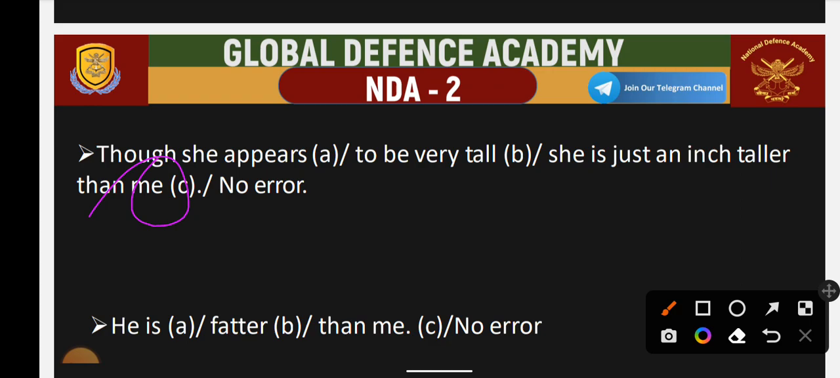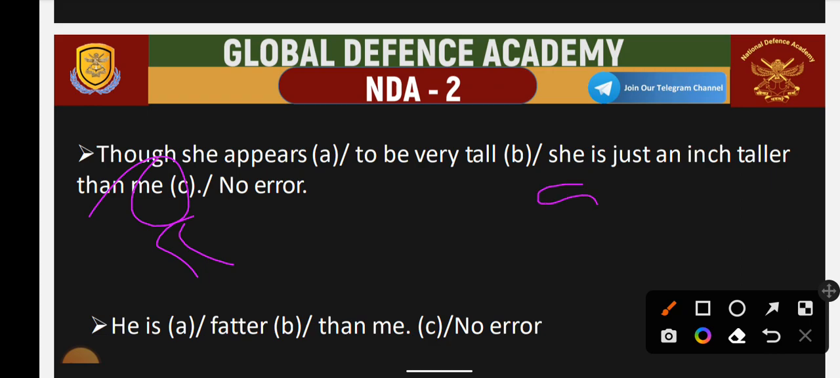Then you will find a drastic change in yourself. And here is a problem, or you can say an error, in a sentence. What is the error?